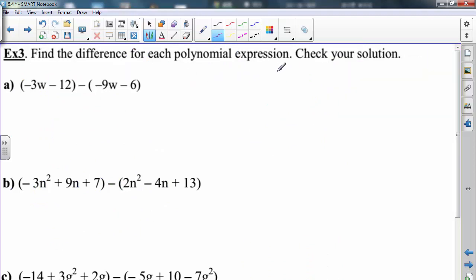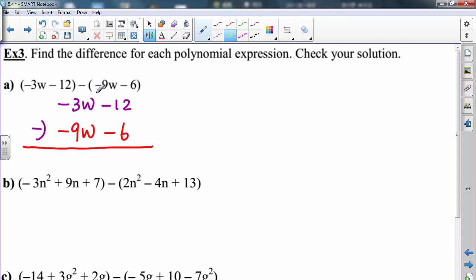Let's find the difference for each polynomial expression and check your solution by adding the difference to the second polynomial. If you don't like the horizontal method, you can stick to the vertical method. So here I will use the vertical method to demonstrate the subtraction. Negative 3w minus 12. Take away the second polynomial, negative 9w minus 6. Align the like terms, w with w. Both of these two numbers without any variables, they are like terms.